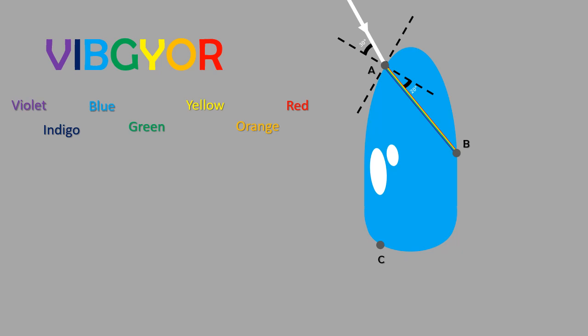The change of speed of light in different mediums is explained in detail in our another video named Optical Density and Refractive Index. The link of the video is given in the description below.